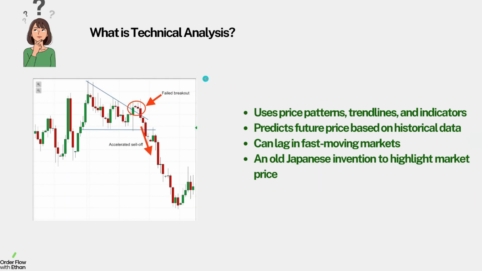So what's technical analysis even about? First of all, it uses price patterns, trend lines, and indicators. It also predicts, not analyzes, predicts and gambles on future prices based on historical data. And it can also lag in fast moving markets. And it's also an old Japanese invention dating back 3,000 years ago to highlight market price.